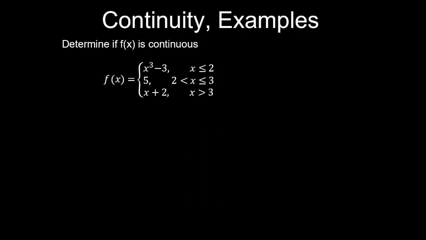Let's determine if this function is continuous. So given it's a piecewise function, we can see that the cubic, the constant, and the linear component are all continuous. So all we need to do is check the endpoints for continuity. So for x equals 2, we can see that f of 2 is defined.